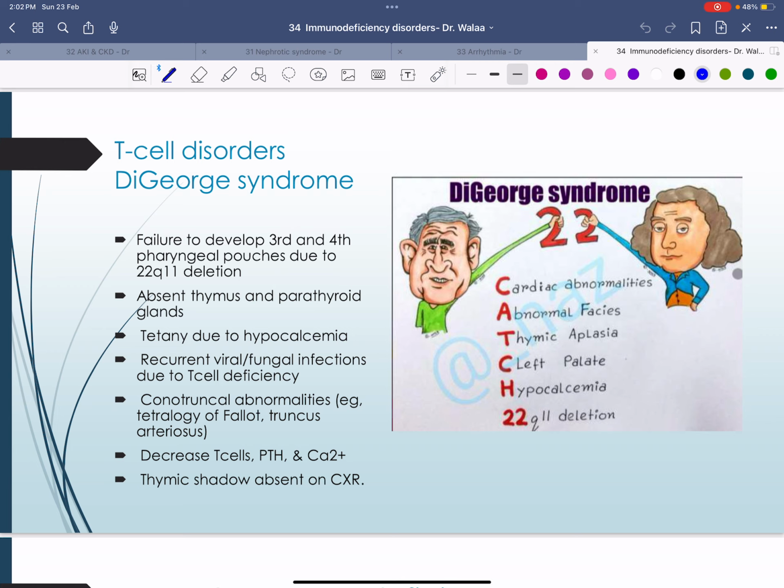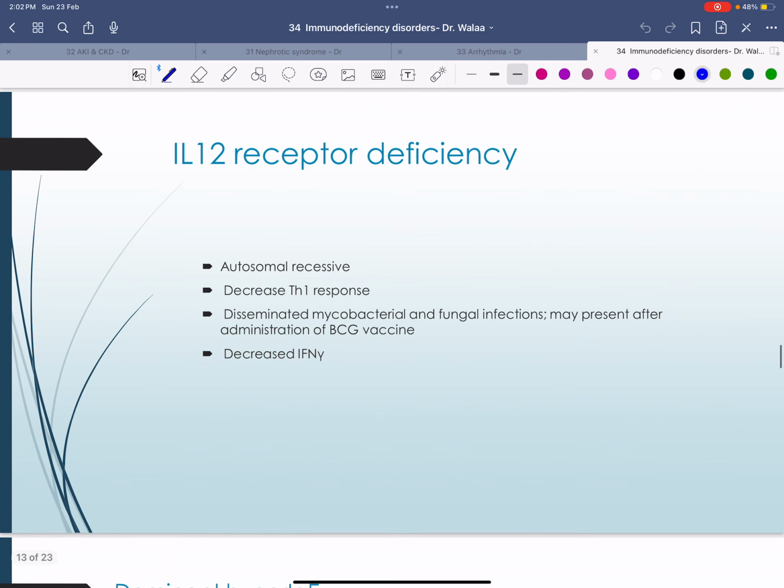Interleukin 12 receptor deficiency. Okay. Does anyone know anything about it? Okay. Now, part of our immune system is not only immune cells, right? There should be inflammatory mediators and cytokines. One of the very important cytokines in our body is interleukin 12.